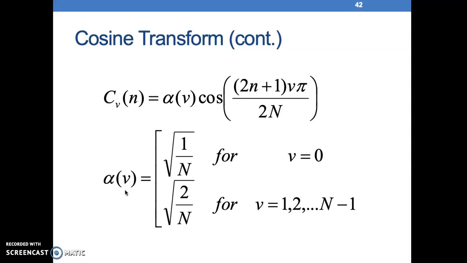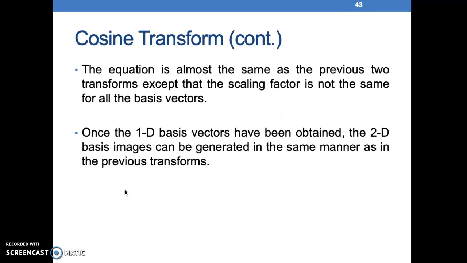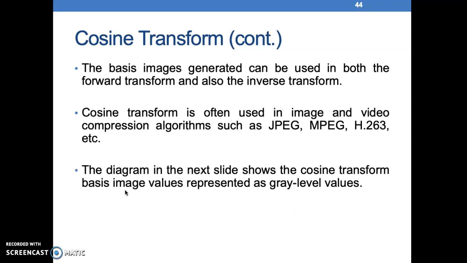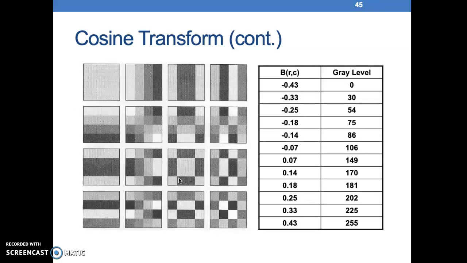Okay, so with cosine and Fourier, the basis can be variable. For example, with the Fourier, the basis can be -g, +g. So the complexity is there. Cosine is used in image and video compression algorithms such as JPEG, MPEG, H.263. Although it is complex, it gives better results compared to WHT. So this is the basis of cosine.